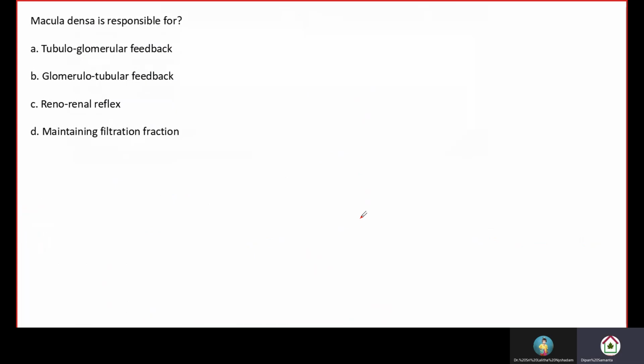Okay, next: macula densa is responsible for tubular feedback. Tubular feedback, renal reflex, maintaining filtration fraction.